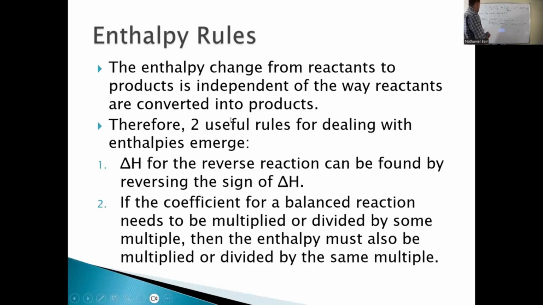All right, man, we're about to get into Hess's law here. Woo! Yeah, love me some Hess's law.